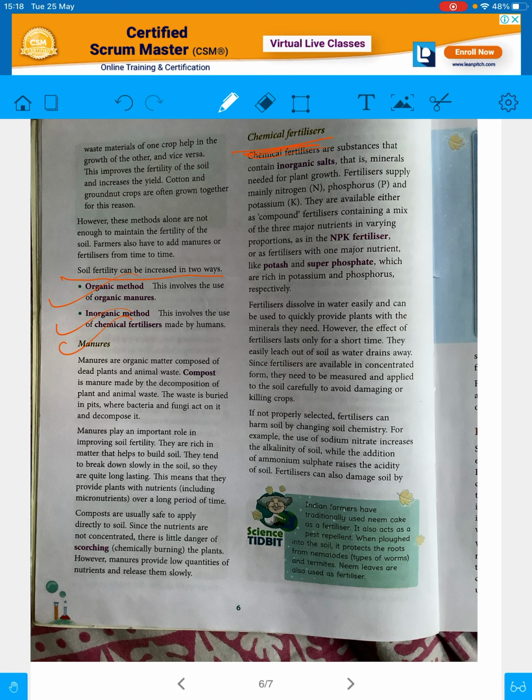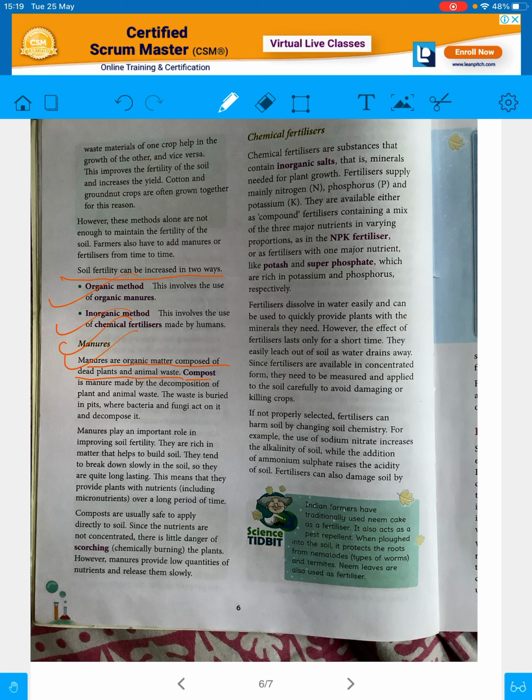We have learned about manures, right? Manures I did in the last class only. Manures are organic matter composed of dead plants and animals, and when it is decomposed, it is known as what? Compost. Okay. Then chemical fertilizer. Chemical fertilizers are what?